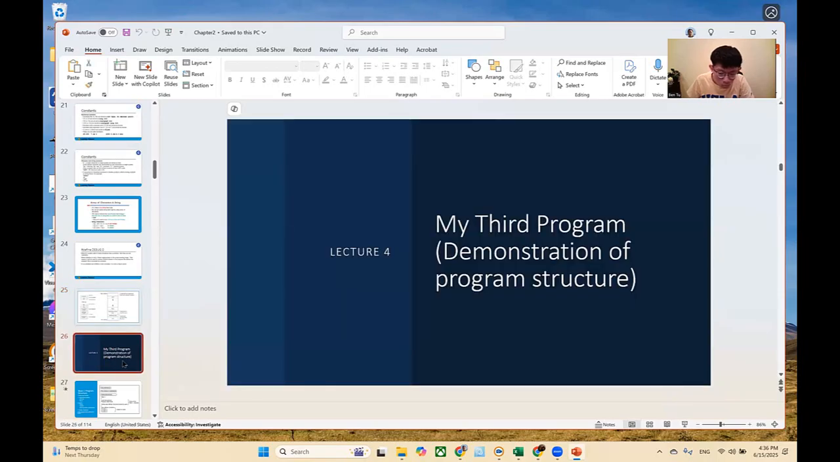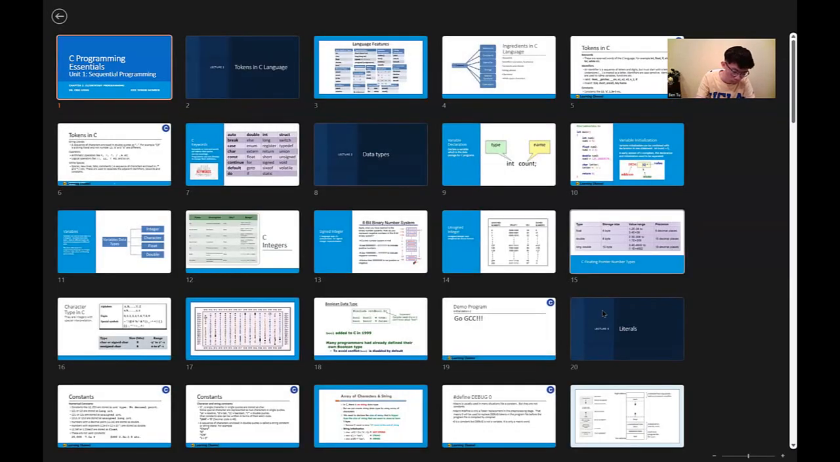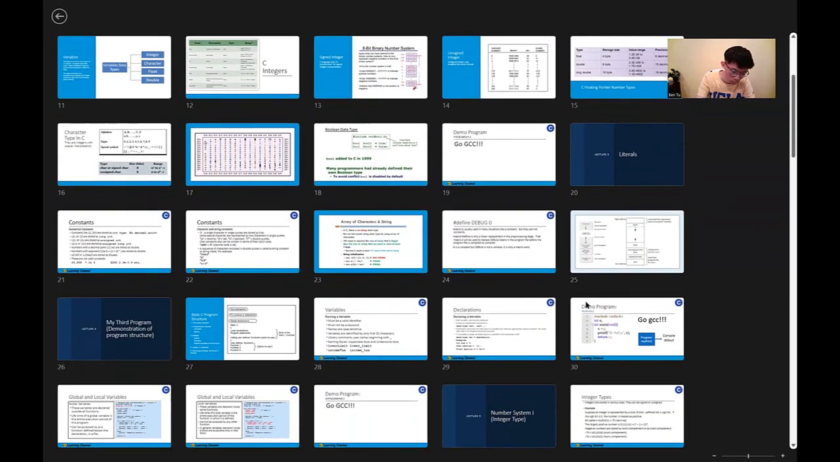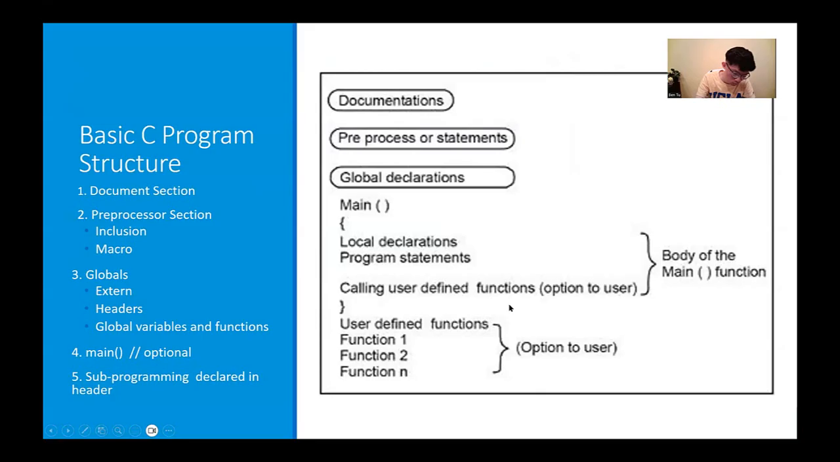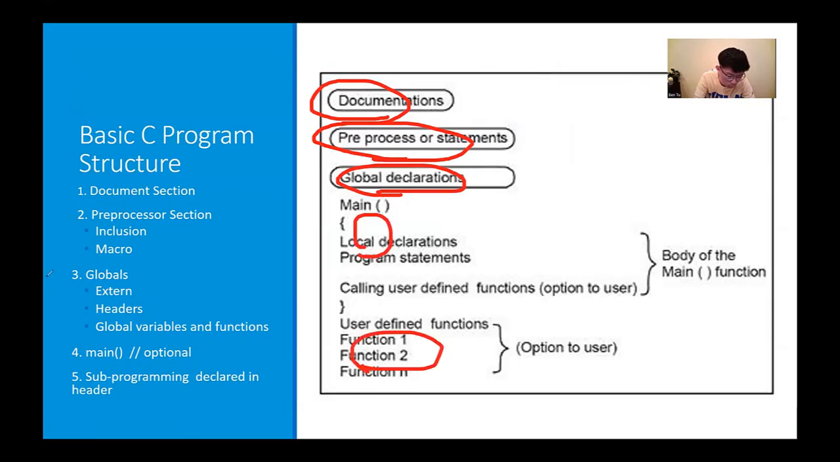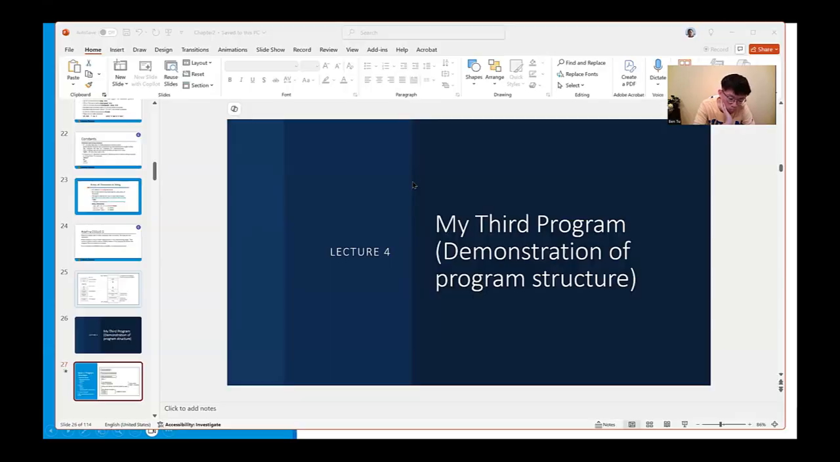Next, we are going to look at program structure. You have documentation, preprocessor definitions, global definitions, the main function, and subfunctions. These are the program structure, but it's hard to remember this way, so let's look at the code to understand what they are.